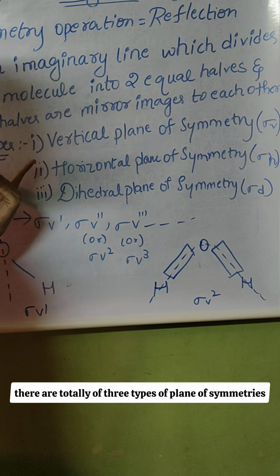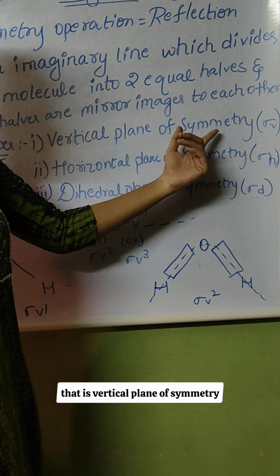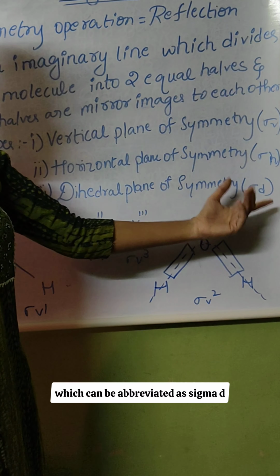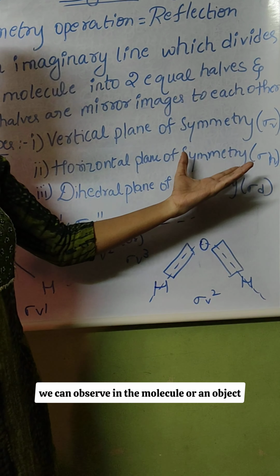There are in total three types of planes of symmetry: vertical plane of symmetry, which can be abbreviated as sigma v, horizontal plane of symmetry, which can be abbreviated as sigma h, and dihedral plane of symmetry, which can be abbreviated as sigma d. These are the three planes of symmetry we can observe in a molecule or an object.